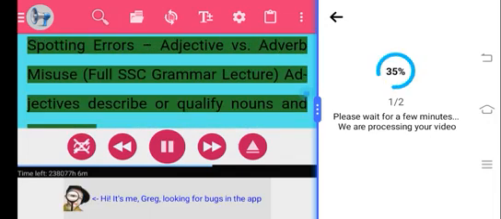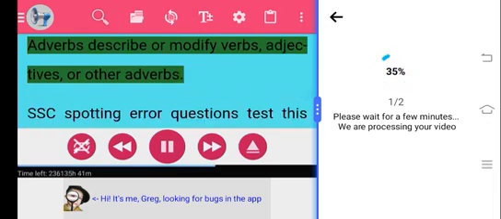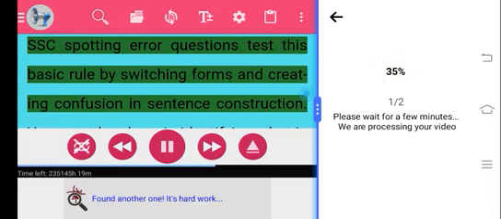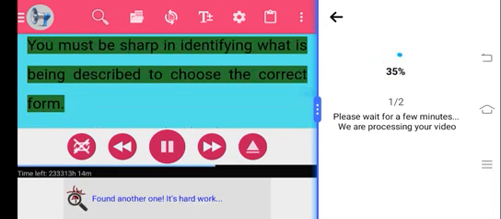Spotting errors, adjective versus adverb misuse, full SSC grammar lecture. Adjectives describe or qualify nouns and pronouns. Adverbs describe or modify verbs, adjectives, or other adverbs. SSC spotting error questions test this basic rule by switching forms and creating confusion in sentence construction. You must be sharp in identifying what is being described to choose the correct form.